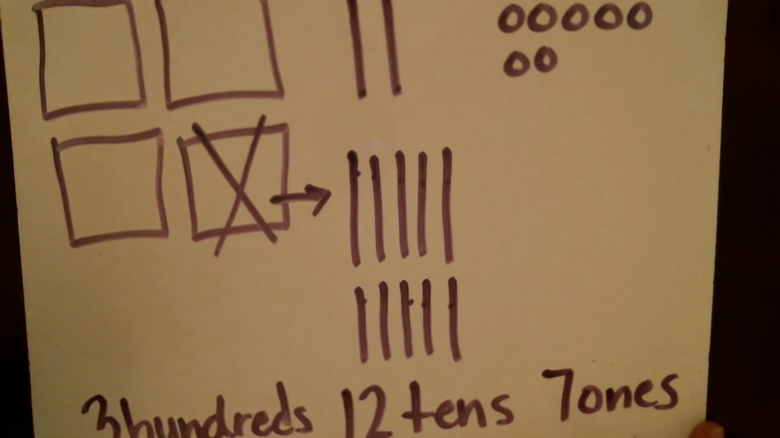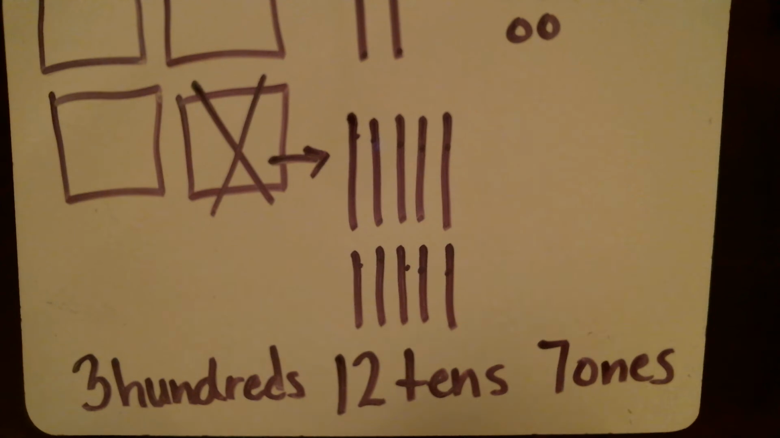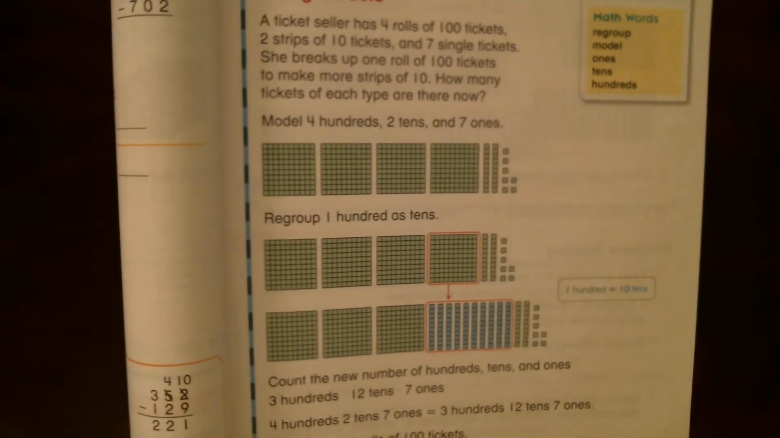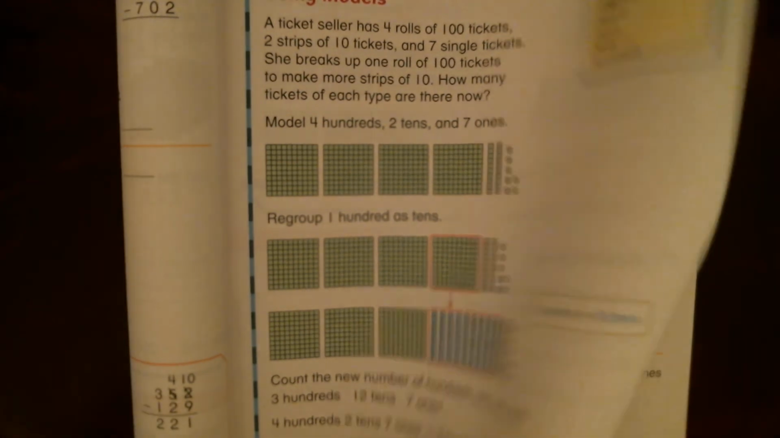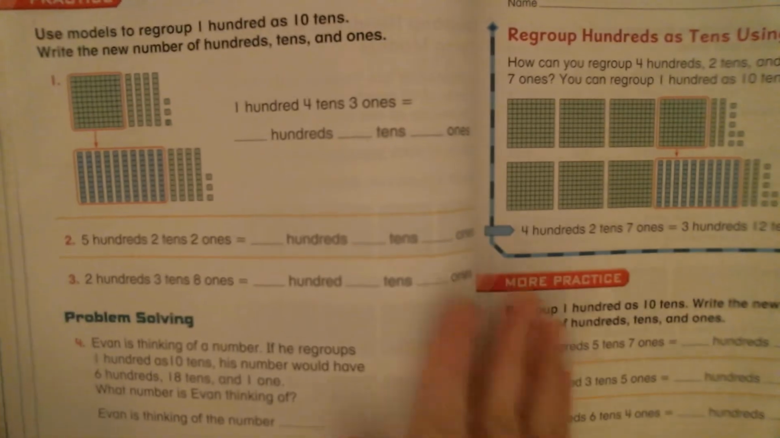I still have 427 tickets. It's just grouped differently now. If I counted each ticket, I would still have 427 tickets. Okay? All right. And that's exactly what they showed us on here. They modeled it with the cubes. Okay? All right. So let's take a look at this page.